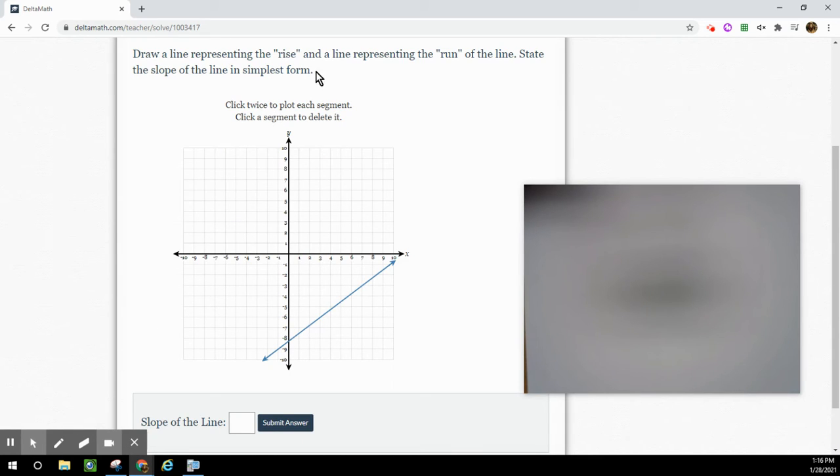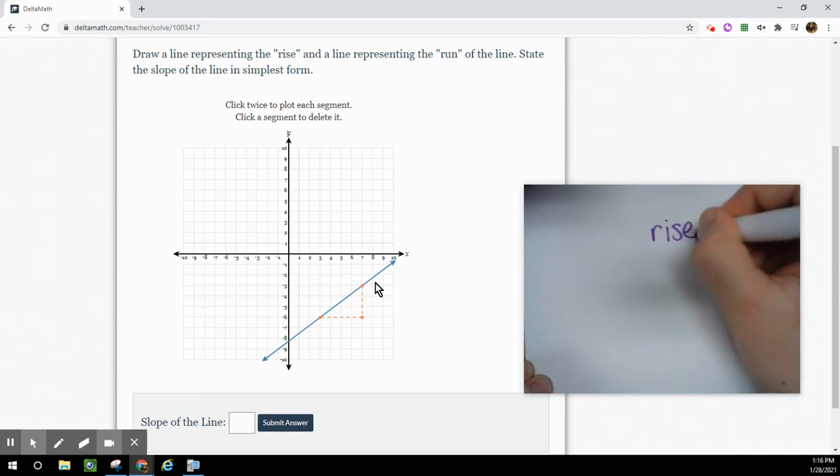Draw a line representing the rise and a line representing the run of the line. State the slope of the line in simplest form. Click twice to plot each segment. So if we're going to start, find a point where it meets. So like right here. So it looks like if we go from here to here, from here to here, we can see that it goes 1, 2, 3, 4 to the right, and 3 up.